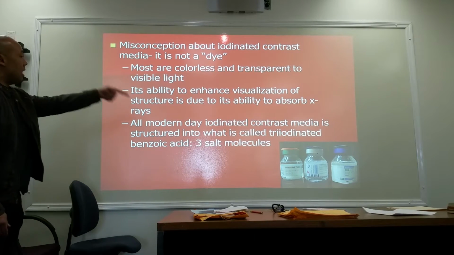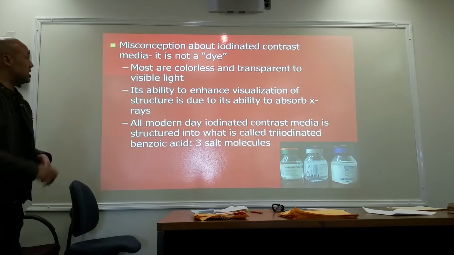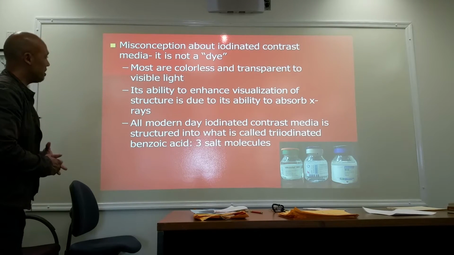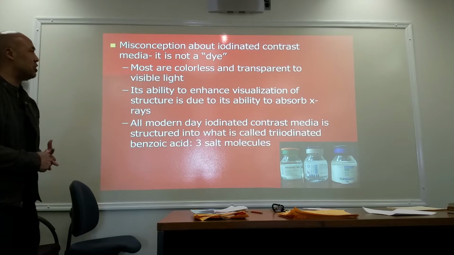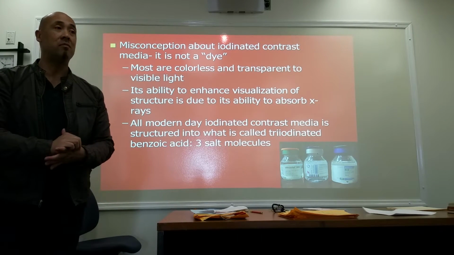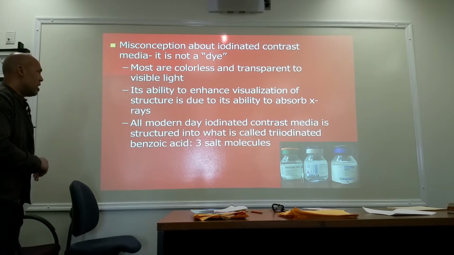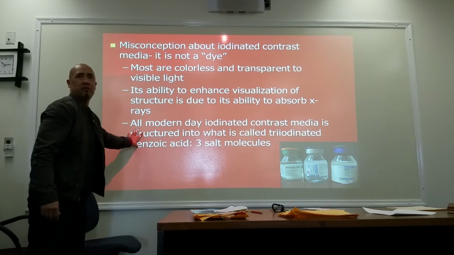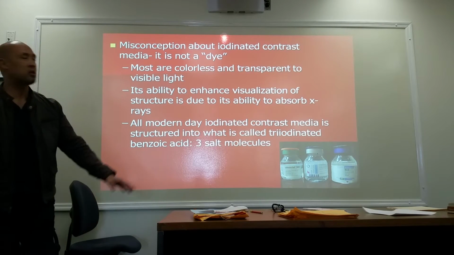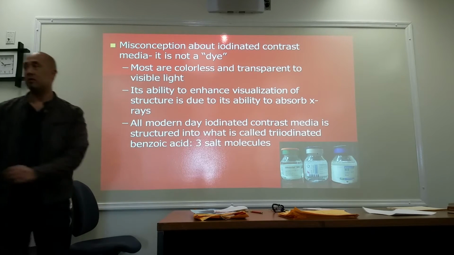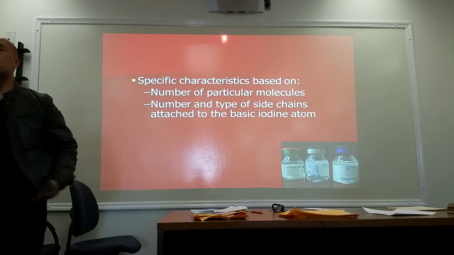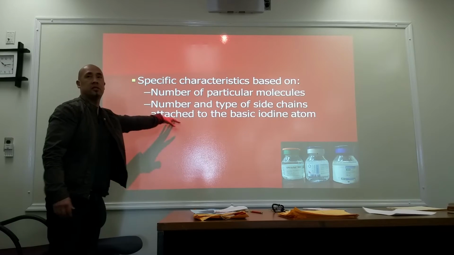Most are colorless and transparent to the visible eye. Its ability to enhance visualization of the structures is due to its ability to absorb X-rays. Remember, iodine is 53 at the atomic number. All right, let's skip this for a moment. So cross this out. I don't want to confuse you. Let's cross out the third bullet point. We're also going to cross out this slide.